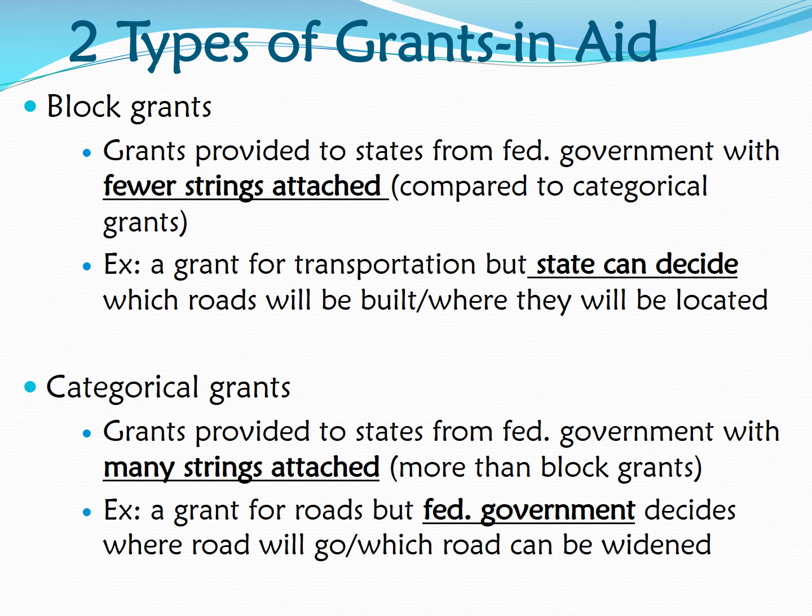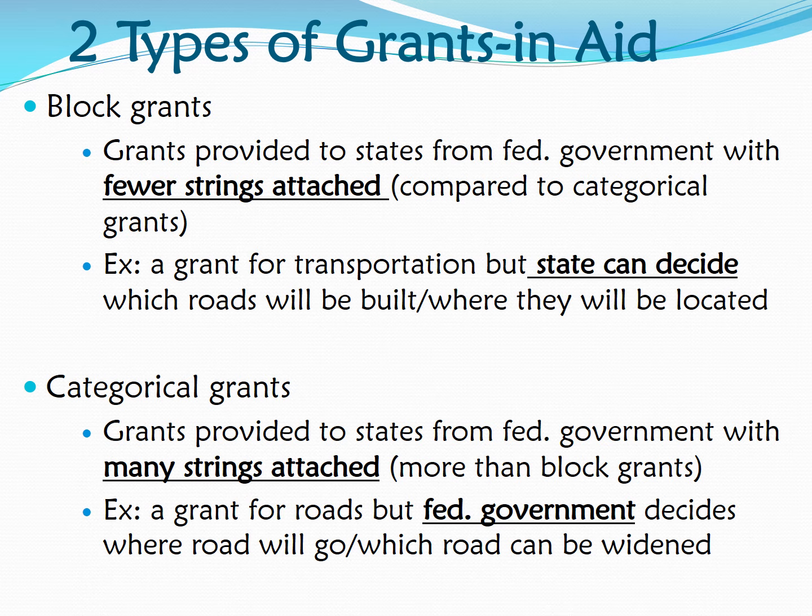In other words, they would attach a lot more criteria, limitations, rules, and regulations to it. But typically with a block grant, it designates a certain area in which the money should be used, right? And so in this case, states can decide which roads can be built and where they will be located. That's to be contrasted with categorical grants, which will have many strings attached to them. So following along with the example, a grant for roads, but the federal government decides where roads will go and which roads can be widened.